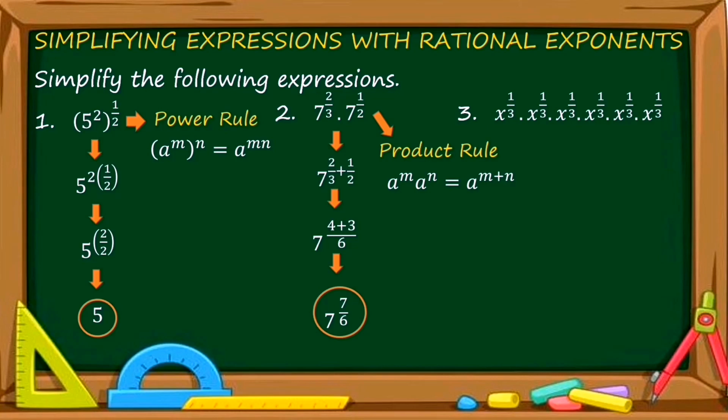Number 3, x^(1/3) times x^(1/3) times x^(1/3) times x^(1/3) times x^(1/3) times x^(1/3). To simplify this, we will just add the numerators and then copy the common denominator. So that is equal to x^(6/3). Then simplifying this, the final answer is x^2.